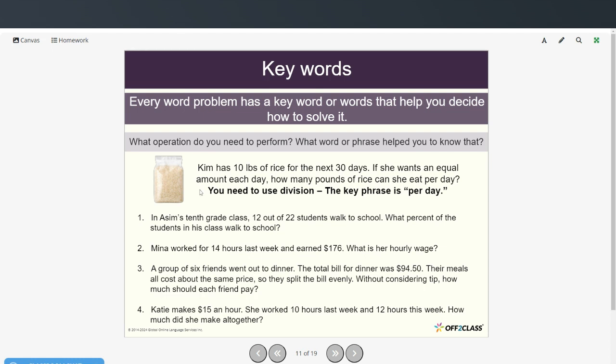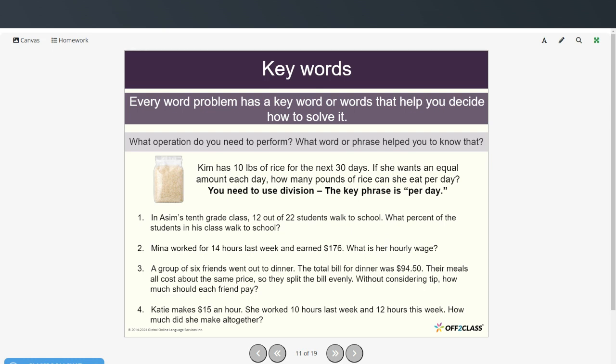So here's an example. Kim has 10 pounds of rice for the next 30 days. If she wants an equal amount each day, how many pounds of rice can she eat per day? So in this one, you would need to use division, and the key phrase is per day. All right, try the rest of these on your own, and then restart when you're ready to check your answers.